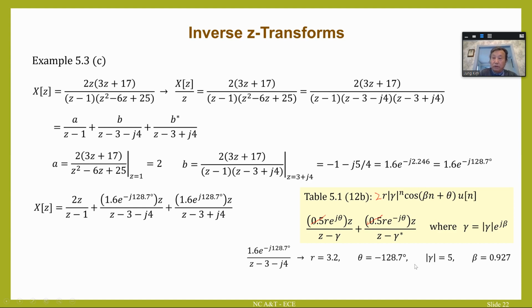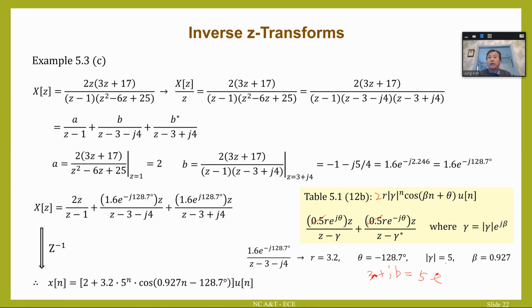The gamma magnitude is, I don't know whether I have it here or not. Oh, I don't have it yet. Gamma is, so change it to 3 plus j4, so this is 5. e to the j something. You can do polar form, change it to polar form. So change to the polar form, using this, right?